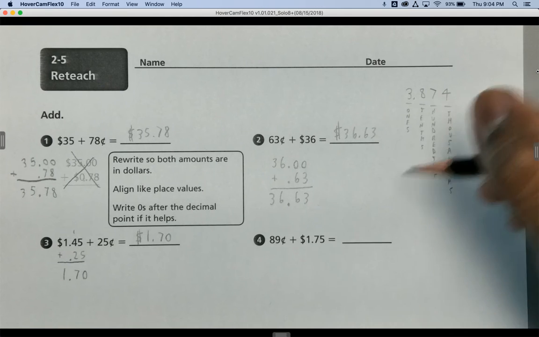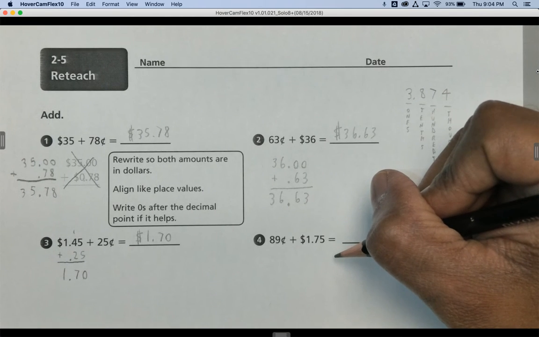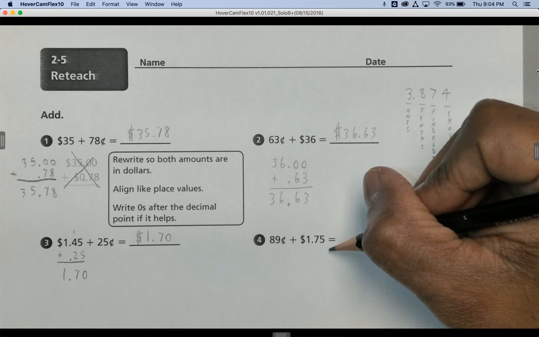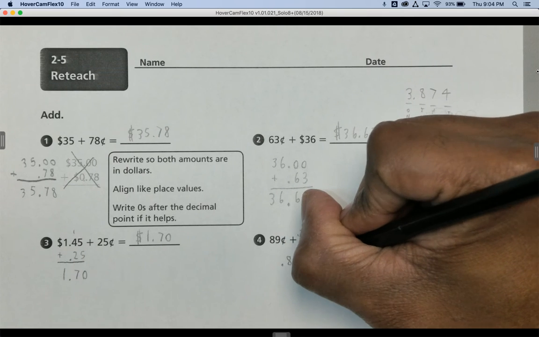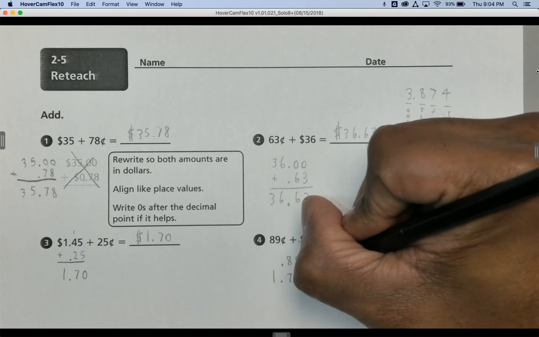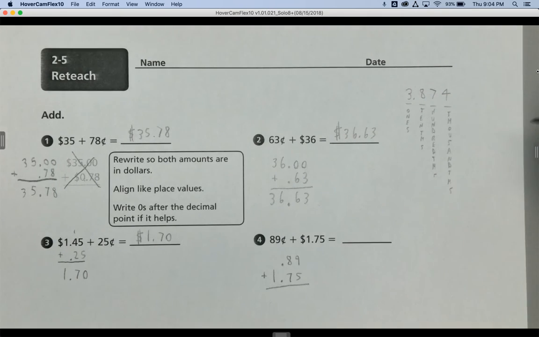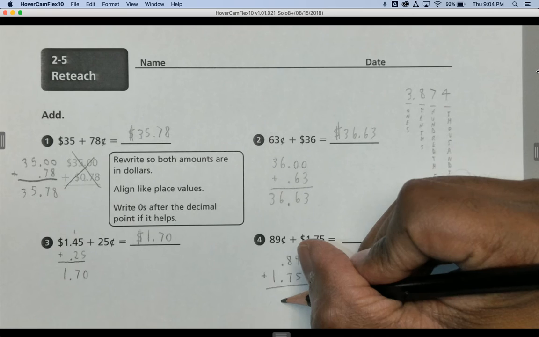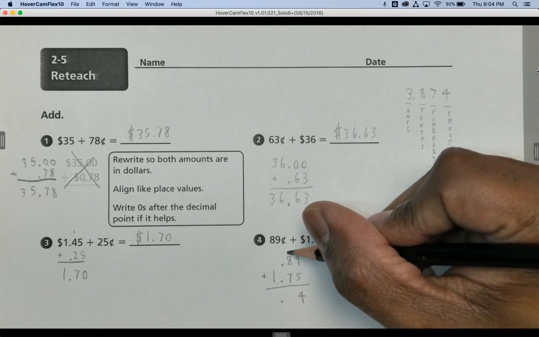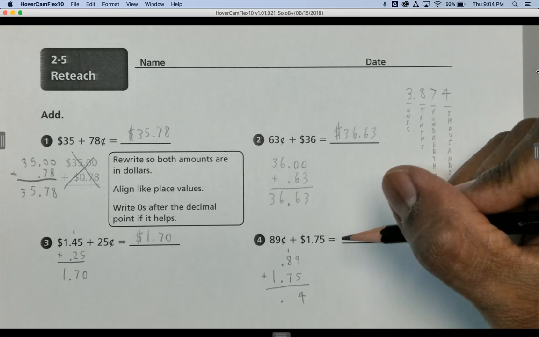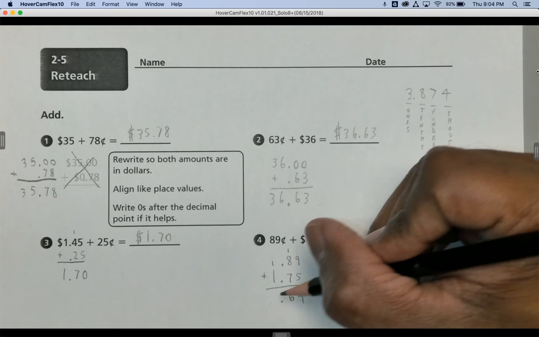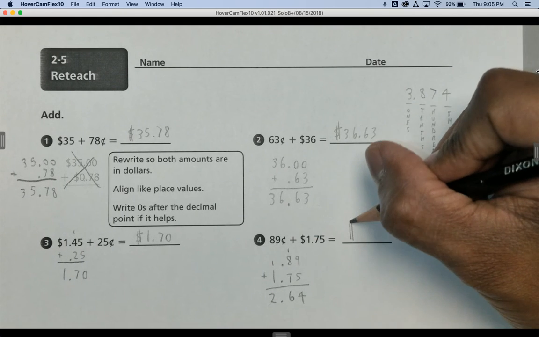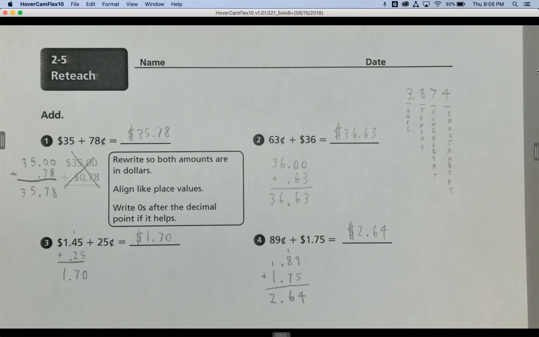The last money problem in this set of practice problems, 89 cents plus $1.75. Stack them, line them up by place value. Nine and 5 is 14. 1 gets carried. 1 and 8 is 9. 9 and 7 is 16. Again, the 1 gets carried. $2.64. Moving on.